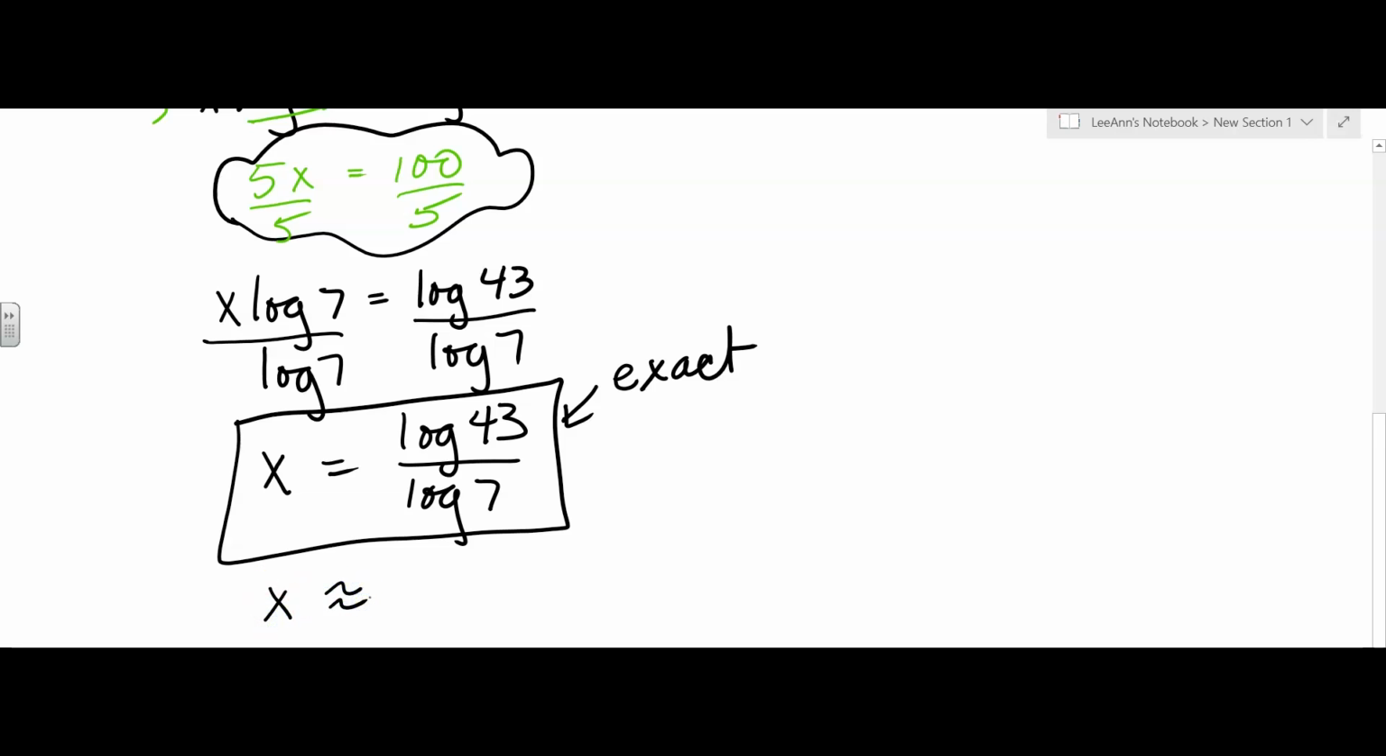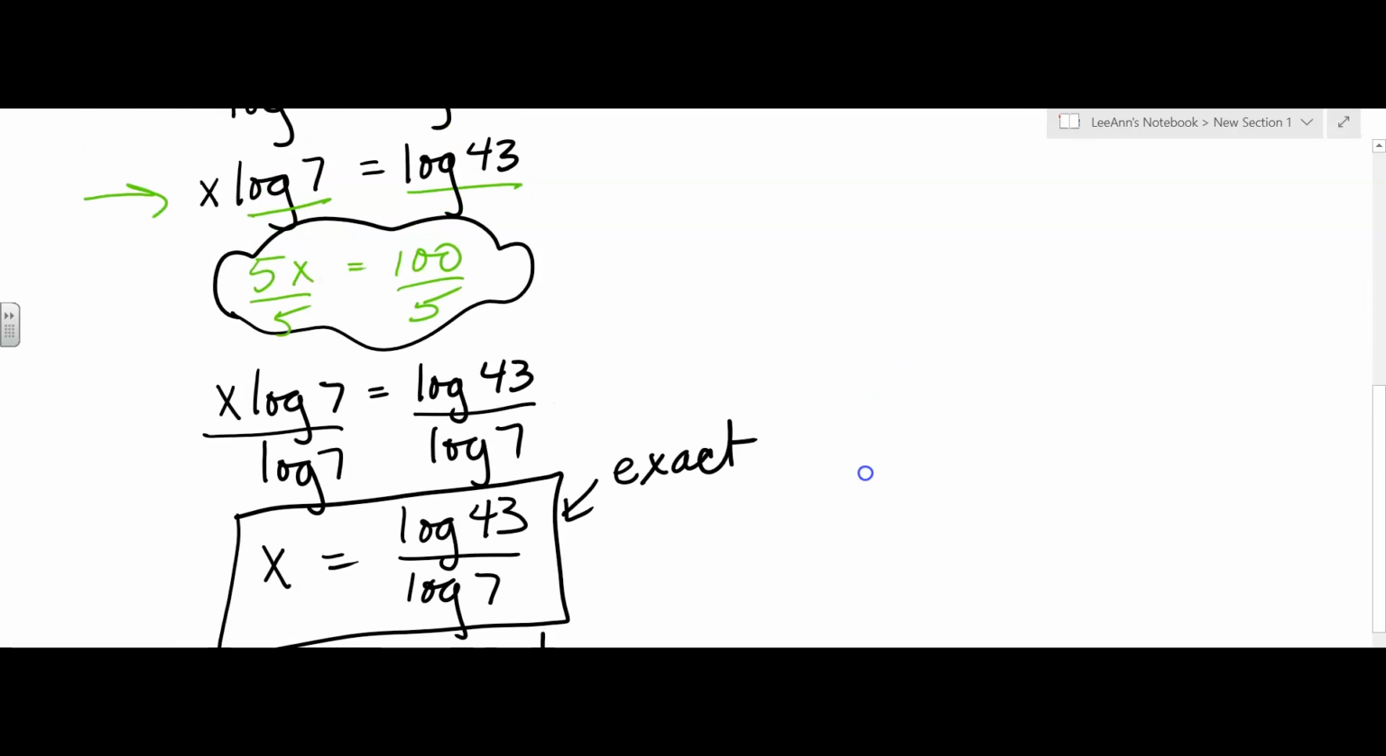Now we did this on our calculators before, so let me turn on my calculator. I'm going to go log, and then it opens that parenthesis, right? So I got to go 43, close the parenthesis, then hit the division, log 7, close the parenthesis, and I get 1.93, oh, it's going to round up, 3. Okay, so that would be the decimal approximation to 3 decimal places. And they want both of those answers, the exact answer and then the decimal approximation.